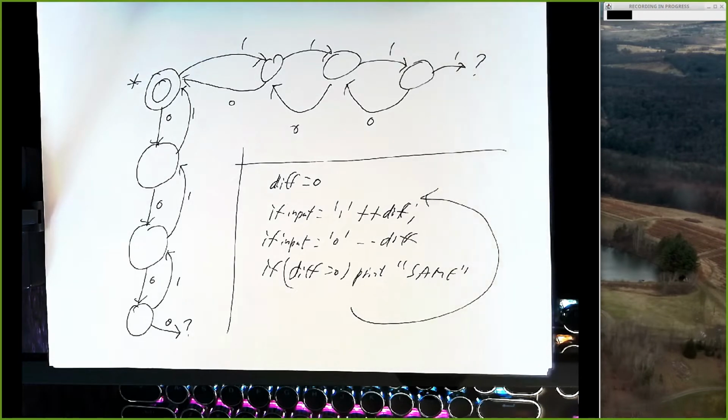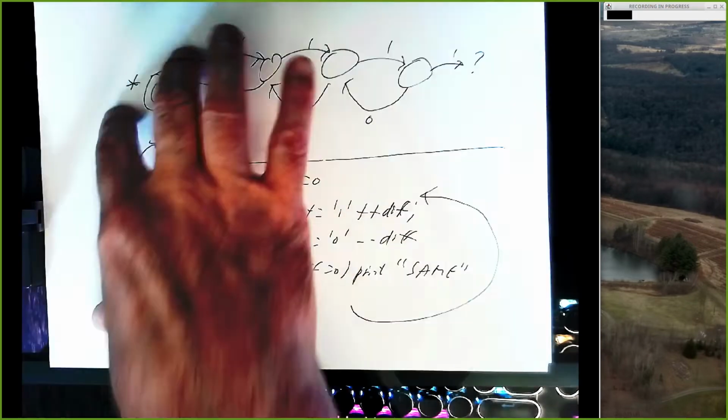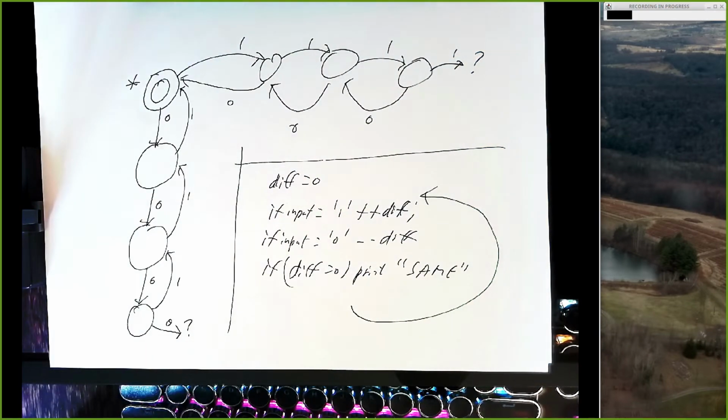Let me rephrase. Why doesn't this work? Because if this works, then we can do something with C we can't do with an FSM. So why doesn't this work? Would you need another if statement, for if it's not 0? Yeah, if diff is not 0, I could print out "not the same."